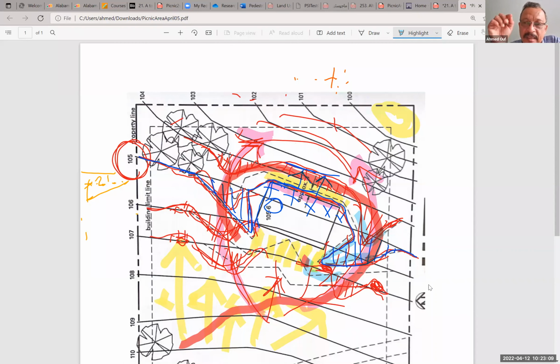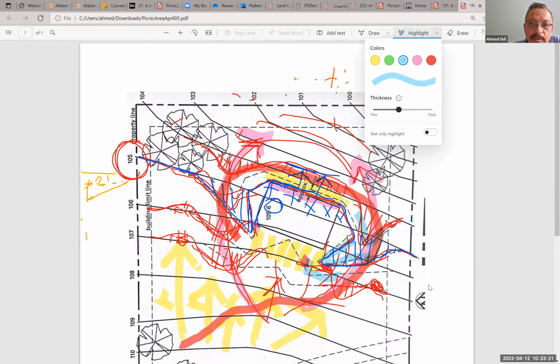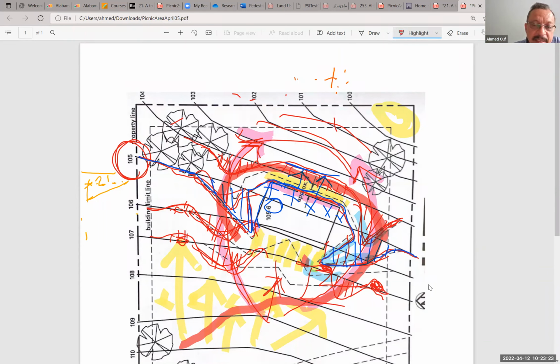Actually, I cannot build a pedestrian path in a swale or in a very low area like a valley, because it gets flooded. So I will do my pedestrian path on the side of that swale, not in the swale, by the side or on higher ground.